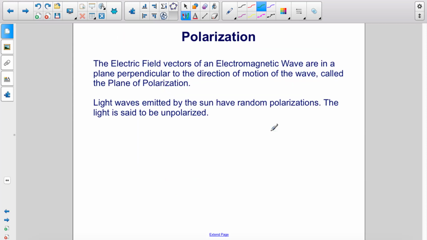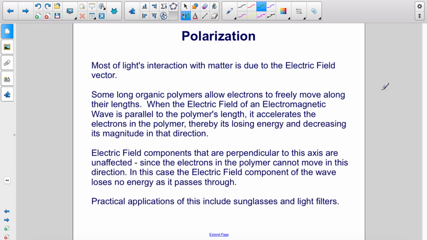The electric field vectors of an electromagnetic wave are in a plane perpendicular to the direction of motion of the wave, called the plane of polarization. Light waves emitted by the sun have random polarizations. The light is said to be unpolarized. Most of light's interaction with matter is due to the electric field vector.